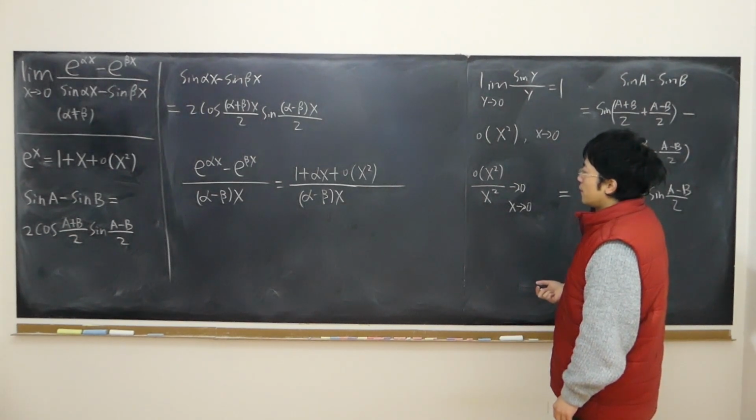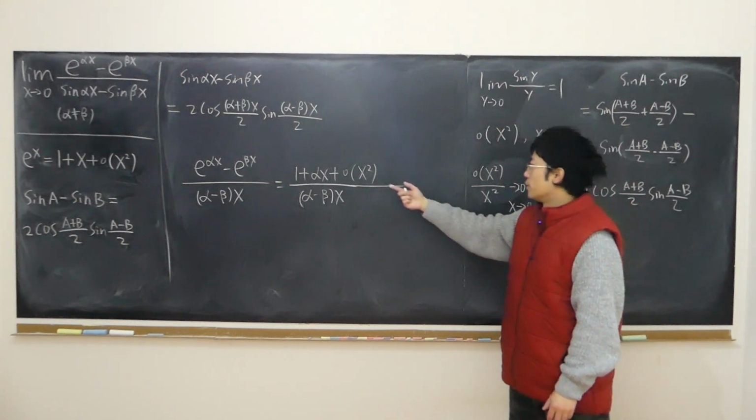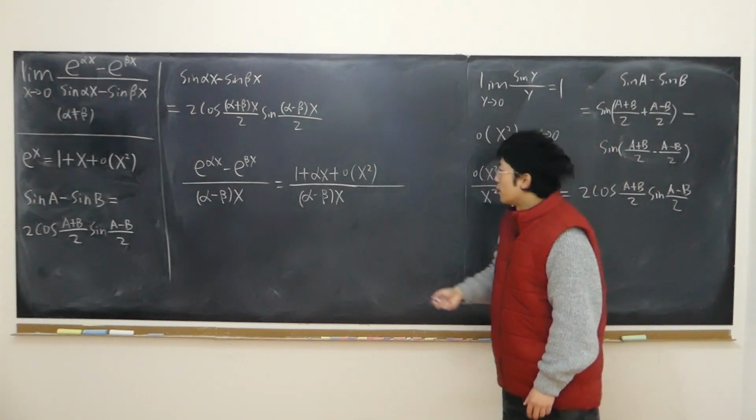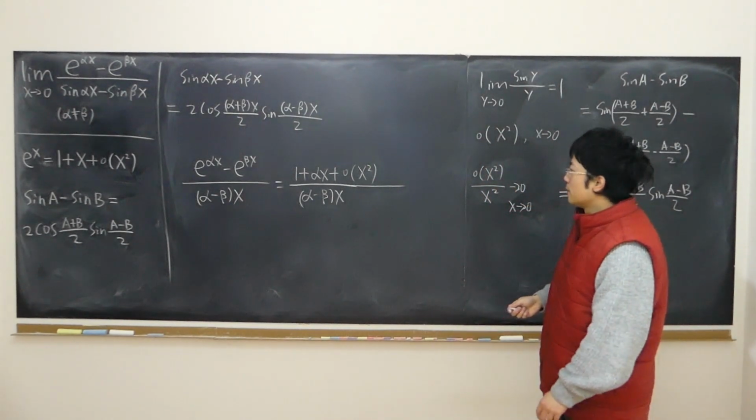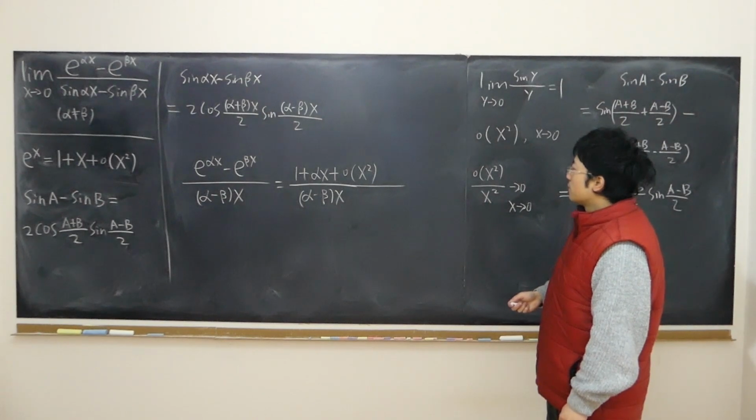So, like I said, I was supposed to write little omicron of alpha squared x squared, but alpha is only a constant.